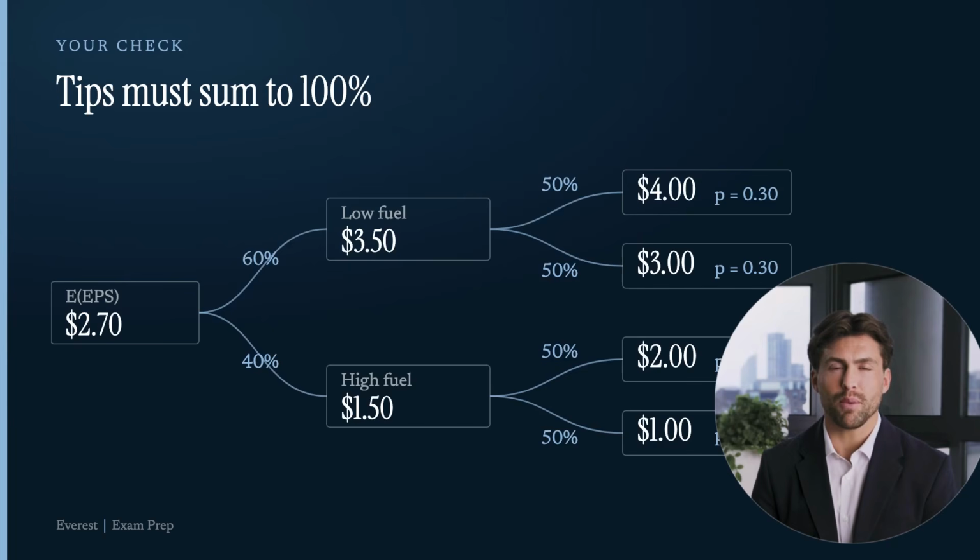To get the actual probability, multiply along the branch. 60% for low fuel times 50% for the $4 outcome gives 30%. Do that for all 4 tips and you get 30, 30, 20, and 20%. Those sum to 100, which is your check that the tree is built correctly. The exam will offer you the branch probability as a distractor because it is sitting right there on the diagram.